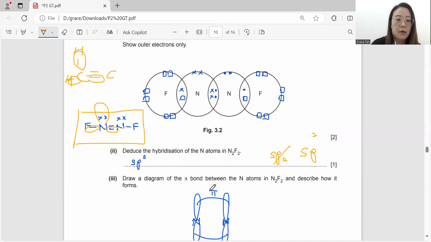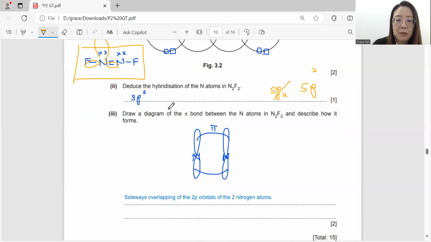Okay, now draw a diagram of the pi bond between the nitrogen atoms. So not between nitrogen and fluorine, between nitrogen atoms. So you can see I put here N, I put here N. So a pi bond is sideways overlapping of the 2p orbital of the 2 nitrogen atoms. So I draw my p orbital and I overlap it this way.